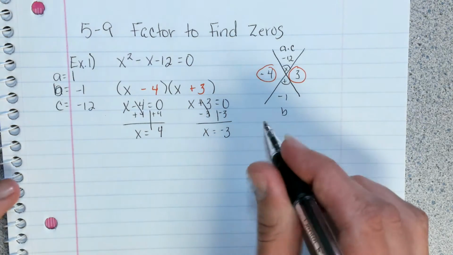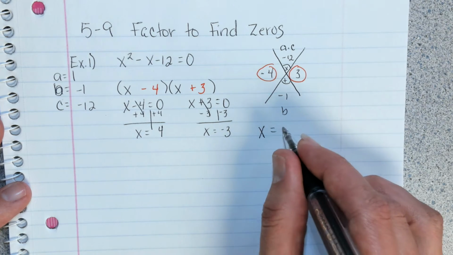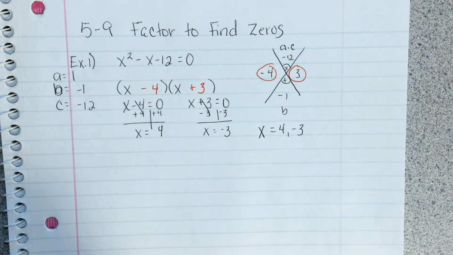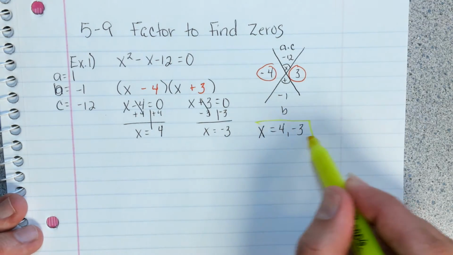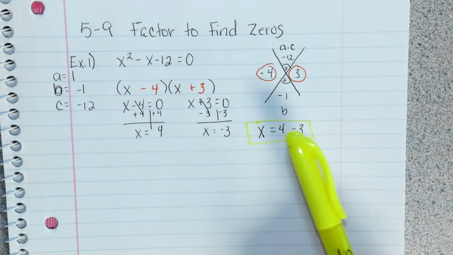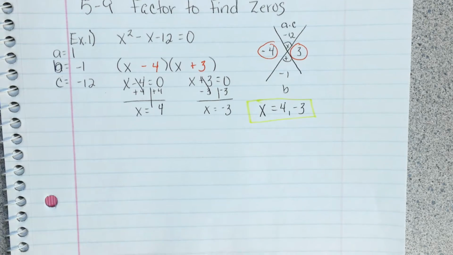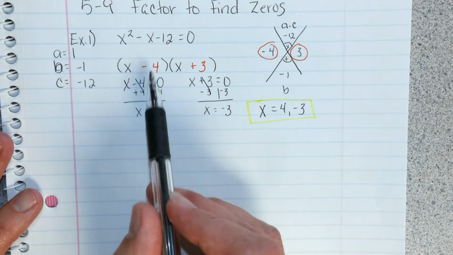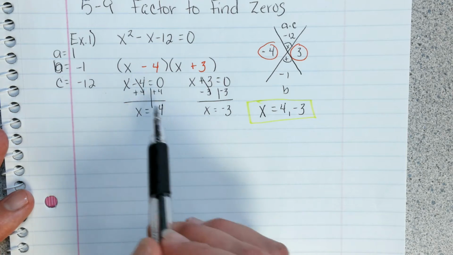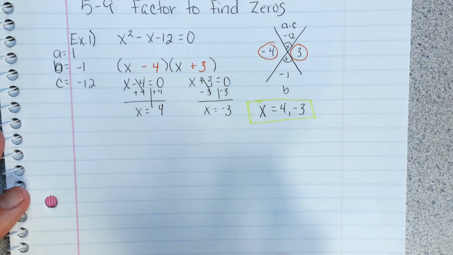So in this case, we have two answers. Canvas is going to have you write it as x equals 4, -3. So this is how you would write your answer into Canvas. No spaces, keep everything right next to each other. If you put any spaces, Canvas will mark it wrong. All right, so all we're doing is we're factoring our equations and then we're setting them equal to 0 and we're solving them. That's how you factor to find your zeros.